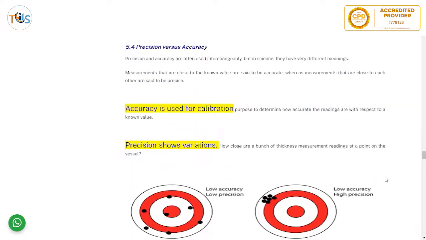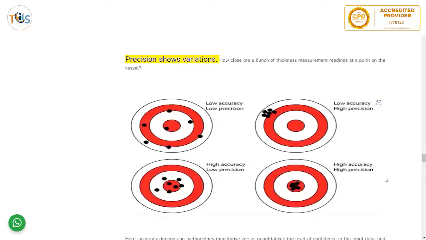Precision versus accuracy. Precision and accuracy are often used interchangeably, but in science they have very different meanings. Accuracy is used for calibration and precision shows variation. And this picture, I think, greatly shows the meaning of precision. For example, here you have low accuracy, the variance in readings. Here you have high accuracy, but low precision. It is not exactly hitting the bullseye. And here you have high precision, the readings are close to each other, but actually not hitting the bullseye.